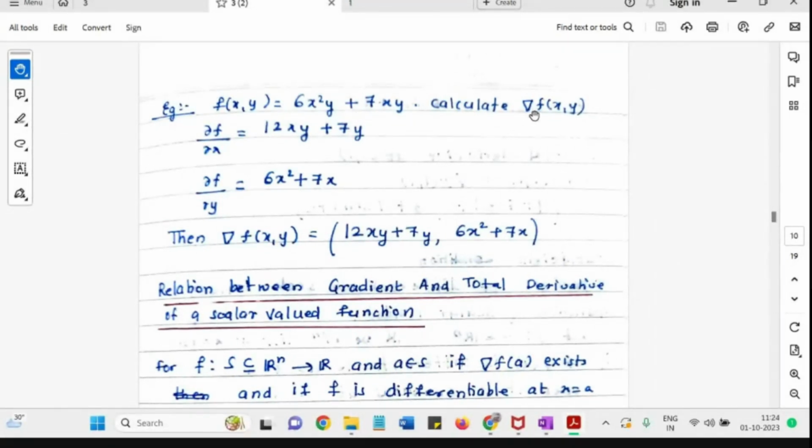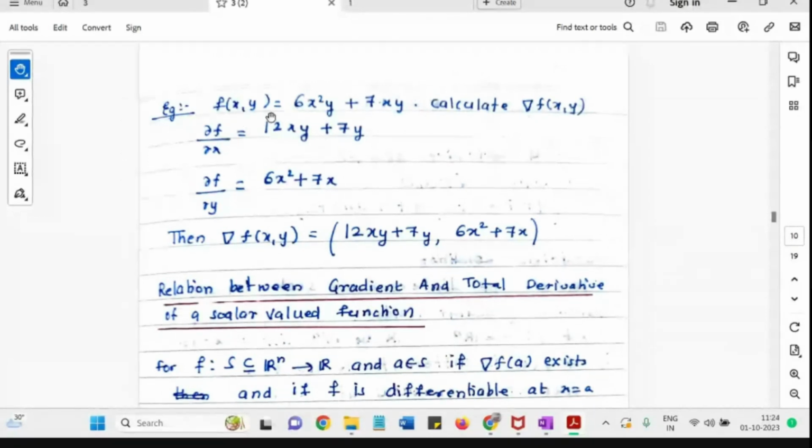I want to calculate the gradient of this at any point x comma y. As there are two coordinates, this is a function of two variables. So I will have a gradient vector which will have two coordinates. The first coordinate will be the partial derivative of f with respect to x. The second coordinate will be the partial derivative of f with respect to y.